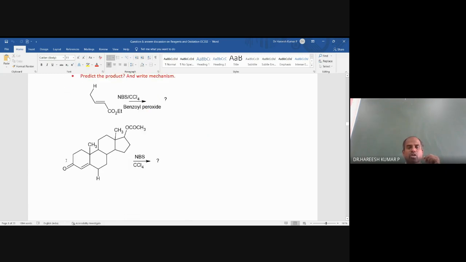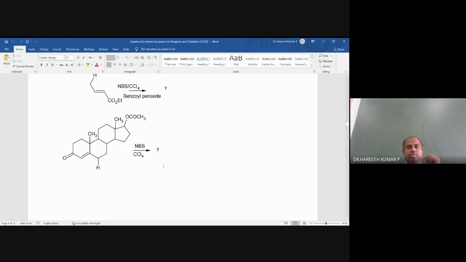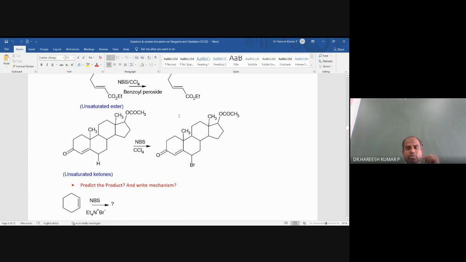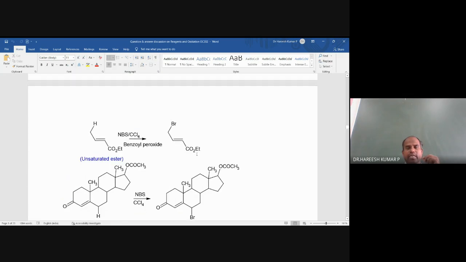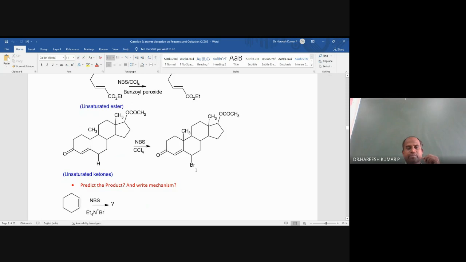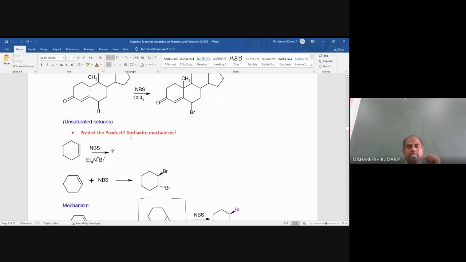And in this steroid, what will happen? There is a double bond. This carbon is called the alpha carbon. This proton is called the allylic proton. This proton is replaced with Br from NBS. That will be the product. So you can observe Br here and Br here. Then predict the product and write the mechanism.